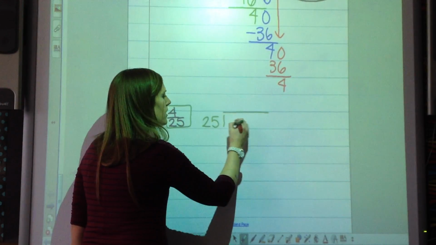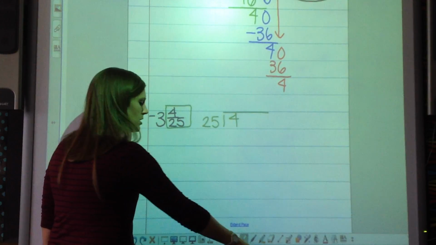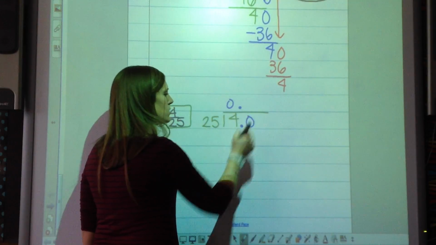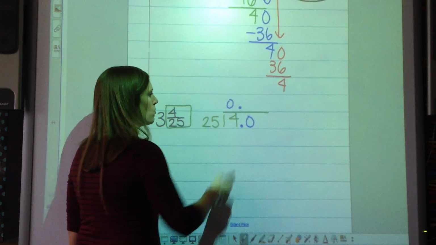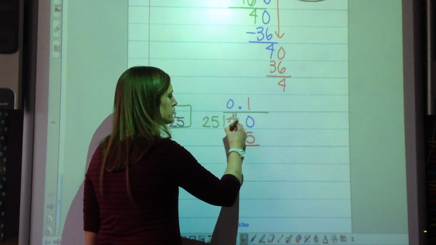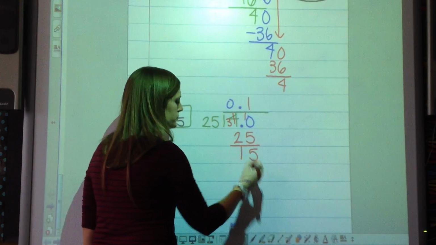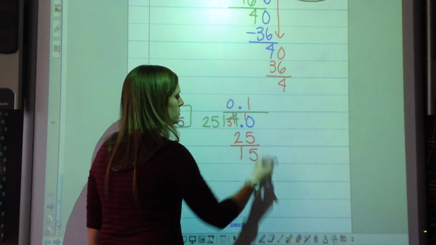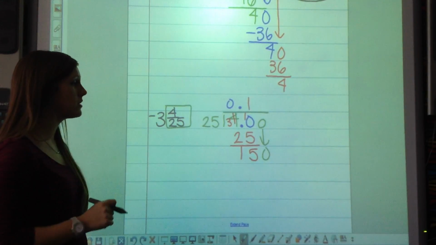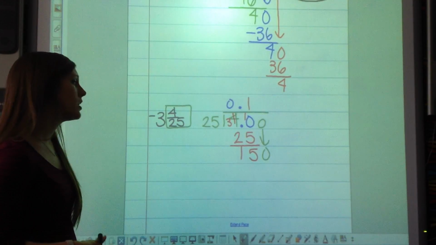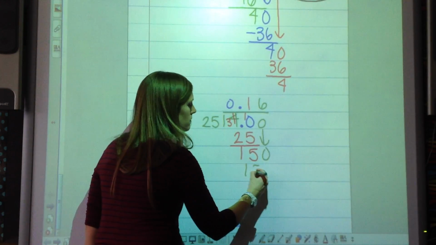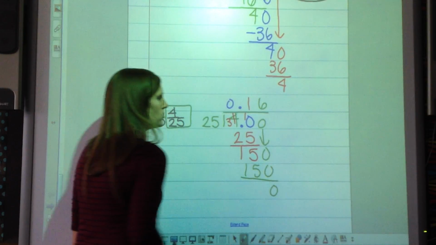Set up the division column. 25 does not go into 4, but 25 goes into 40 once. 25, I'm thinking of quarters. There are 6 quarters in a $1.50, so 25 times 6 is $1.50. And I get a 0 at the bottom.